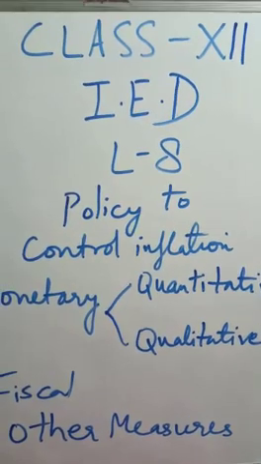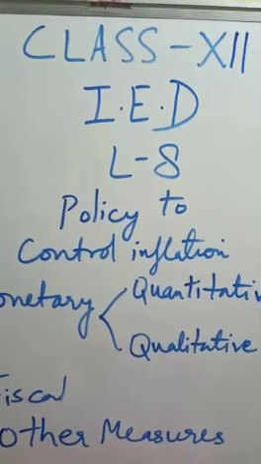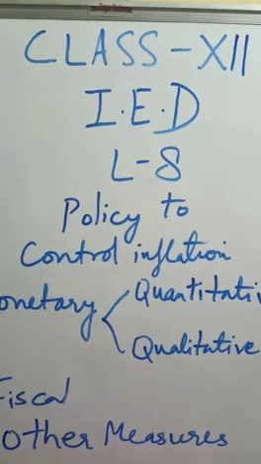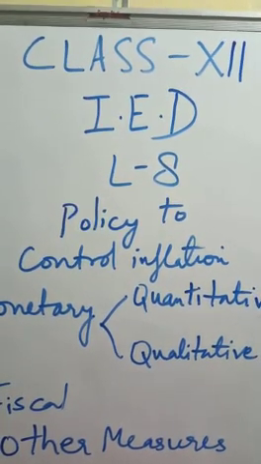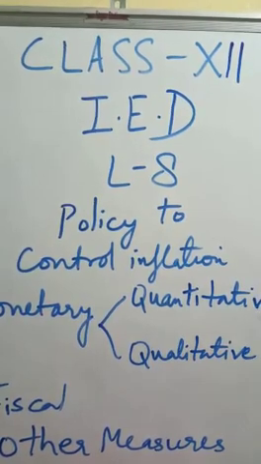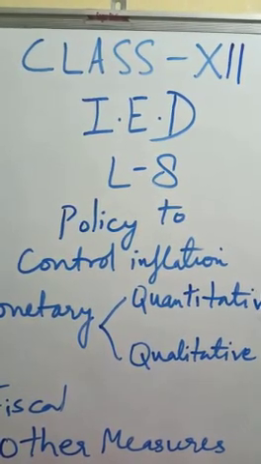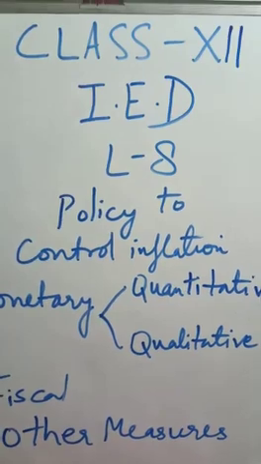Then comes other measures. First is income policy. The primary objective of income policy is to ensure that wages, salaries, and other income should be increased in tune with the increased productivity. The rise in income of any factor should be consistent with the rise in productivity.